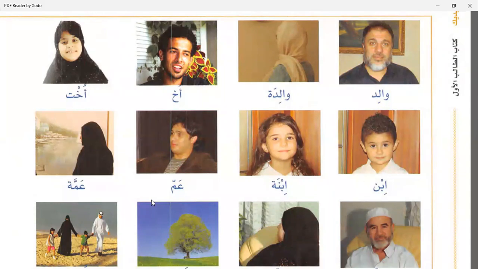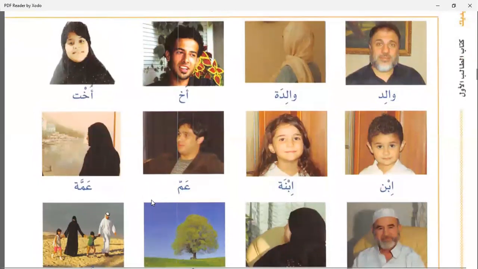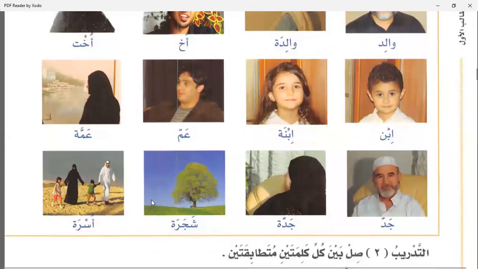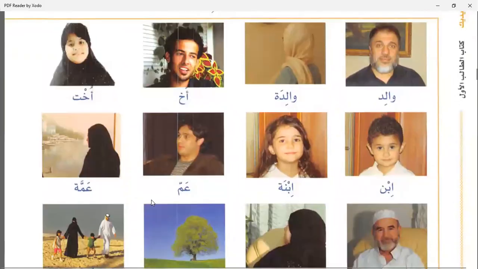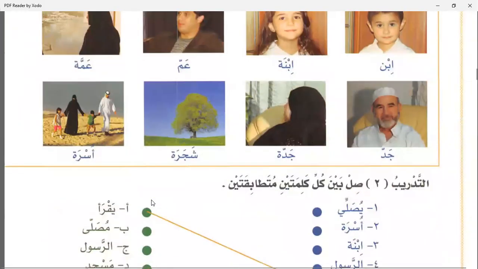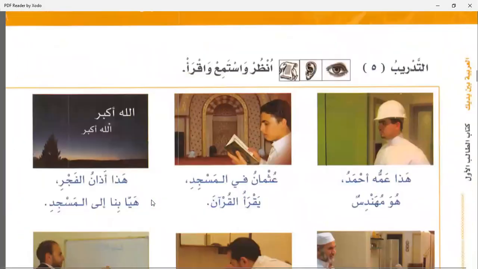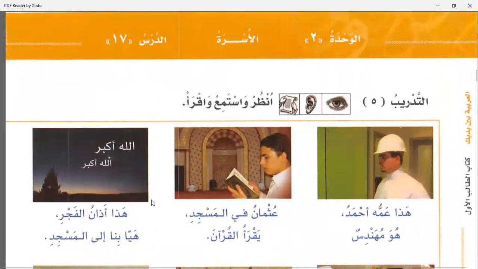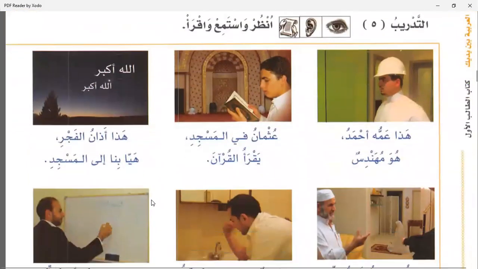At-tadribul awwal, unzur wastami' waqra'. Walid, walidah. Ibn, ibnah. Jad, jaddah. Akh, ukhti. Ukht. Am, ammah. Shajara, usra. Usra. Next, we have tadrib al-khamis. Unzur wastami' waqra'.